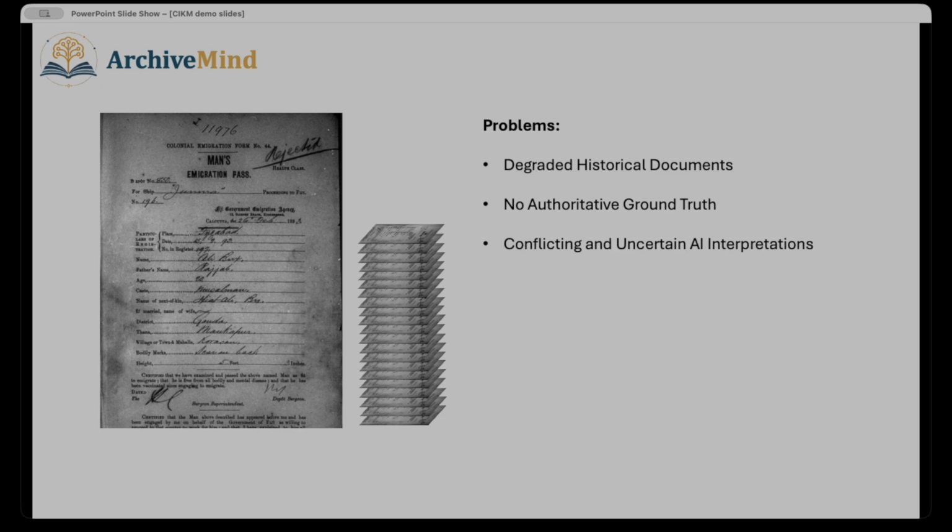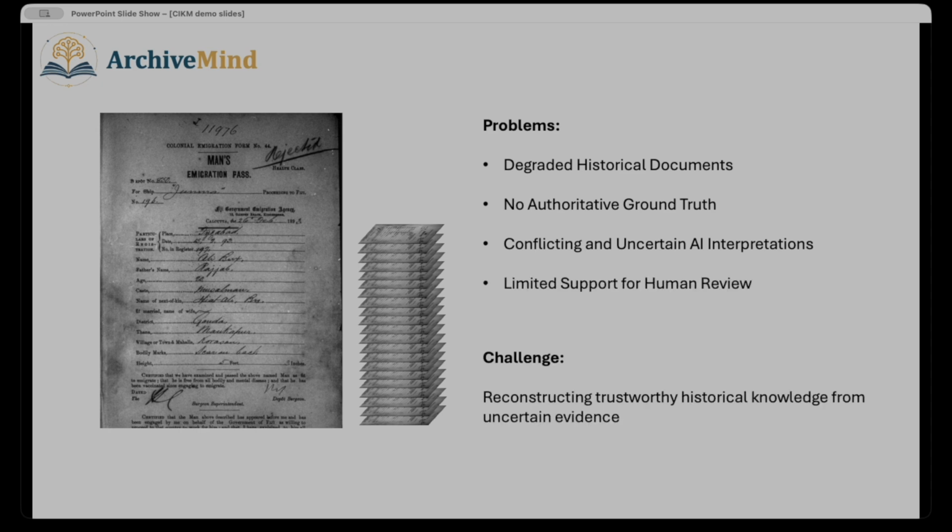Consider a typical historical record, such as this colonial-era migration pass document. The document is faded, handwritten, partially damaged, and contains historical spellings that no longer exist today. More importantly, there is often no authoritative answer available. Different AI systems may produce different interpretations, and historians still need to determine which reading is most plausible. The challenge is therefore not simply recognizing text, it is reconstructing trustworthy historical knowledge from uncertain and incomplete evidence.